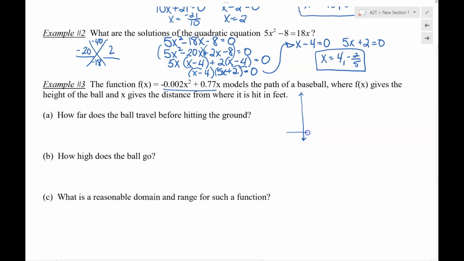Well, here are my x and y axes. The negative a value means that it's going to open down. I don't know where it starts, where it ends. I think it starts at the origin. In fact, it looks like it does, but it doesn't matter. We're just sketching so we can see what's going on. So how far does the ball travel before hitting the ground? Well, if this is my start and this is my end, I'm looking for distance. I'm looking for x. So we're looking for the biggest x-intercept that we can find. All right, so that means I'm going to have to take the given and set it equal to 0.